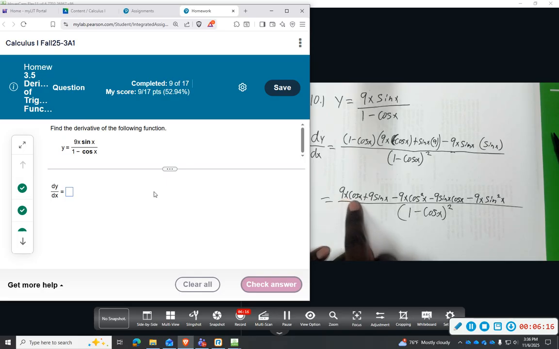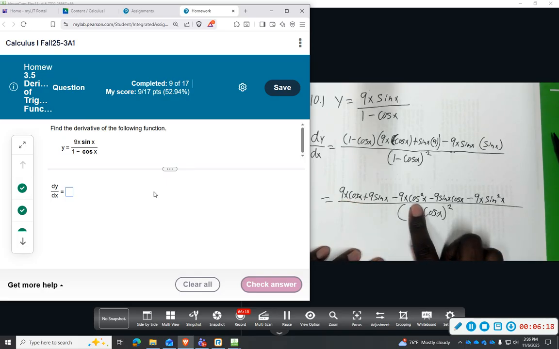So at a glance, I almost want to think of the trig identity, cosine squared plus sine squared is 1. Probably could make that happen, but I'm just going to leave it as is for now. Mainly I just want you to do the derivative.